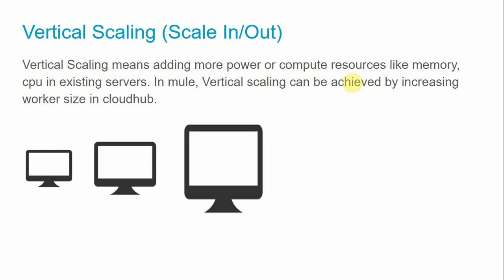So let's consider the application is running on-premise and you have a Mule runtime running on-premise. In that case, to achieve horizontal scaling, you will increase the number of machines. You will install the Mule runtime on all the machines, so you can get more power. And how can you achieve vertical scaling? When your Mule runtime is running on-premise, to achieve vertical scaling, you just increase the CPU and the RAM for that particular machine.